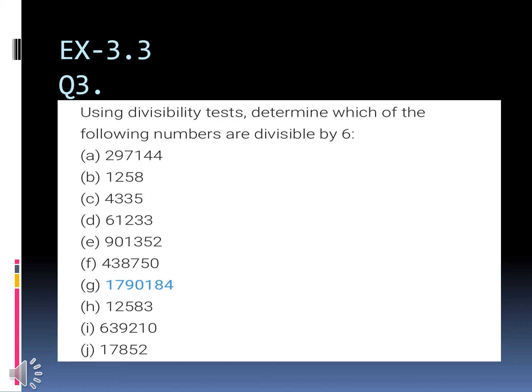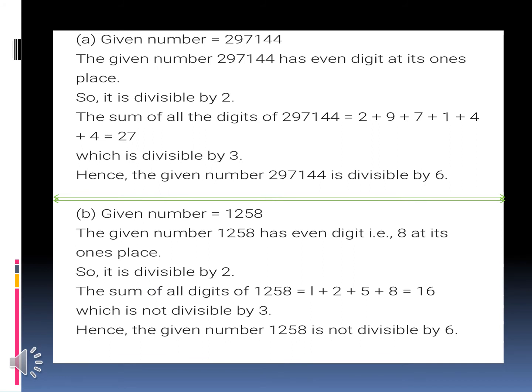Question number 3. Using divisibility test, determine which of the following numbers are divisible by 6. So we have so many parts. Let's start with A part. So the given number is 2,97,144. We have to check the divisibility by 6. So if you remember, it needs two rules, divisibility by 2 and divisibility by 3. Both should be true for it to be divisible by 6. So let's check it one by one.